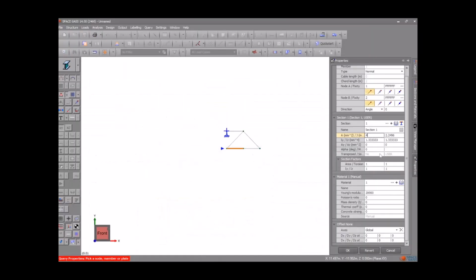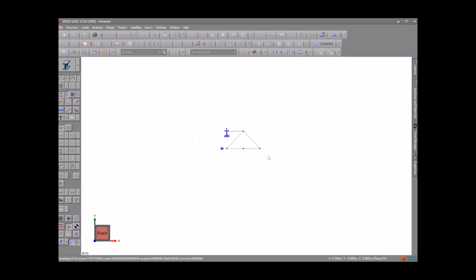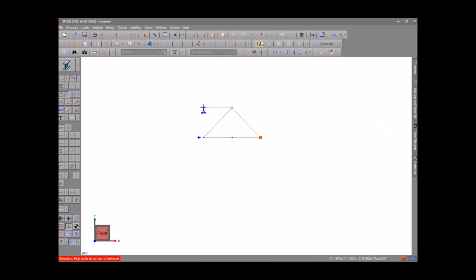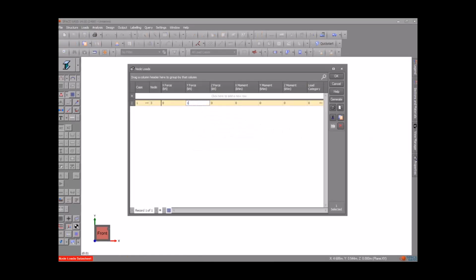By the way, this needs to be changed. How much was that? 4,000. All right, so that's good. Now I'm just playing with the units. And then once you have this one, you have a load which is 100 kilonewton down, minus 100 kilonewton down. Hit OK.